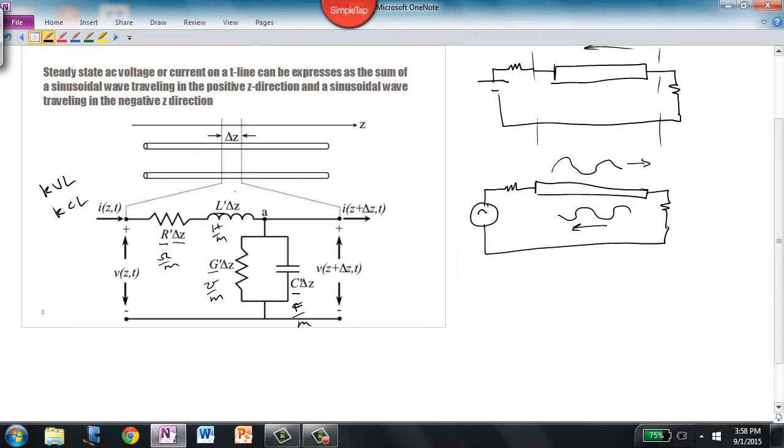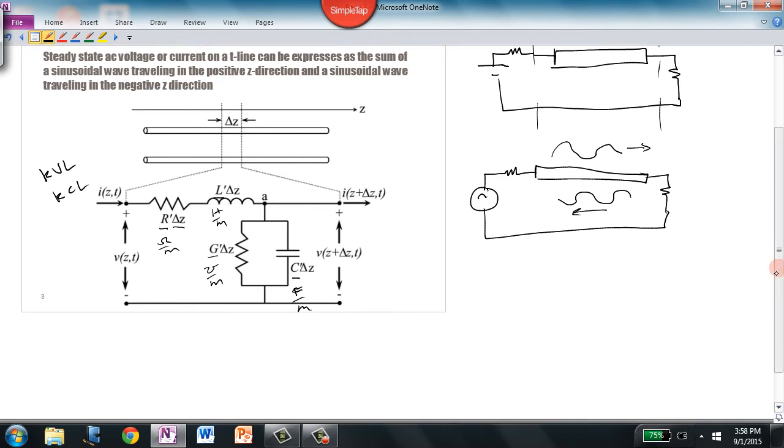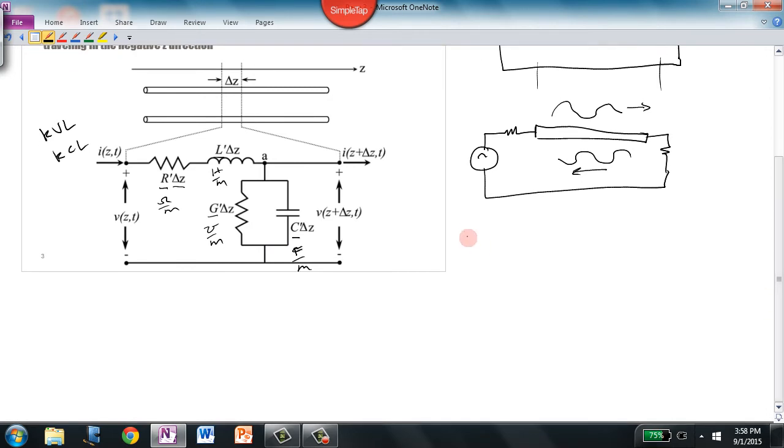So now what we want to do is apply KVL to this tiny, infinitesimally short segment of transmission line. Kirchhoff's voltage law, KVL, says we sum the voltages around a closed loop and they equal 0. The closed loop we're going to analyze is this loop here: the input end of the transmission line, the series resistance and inductance, and then the output end of the transmission line. So that's one loop right there.